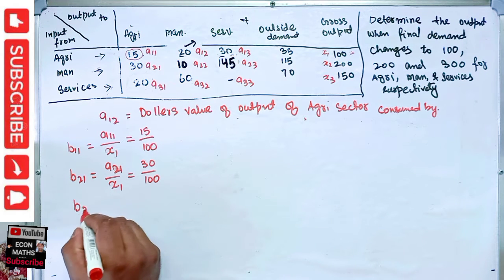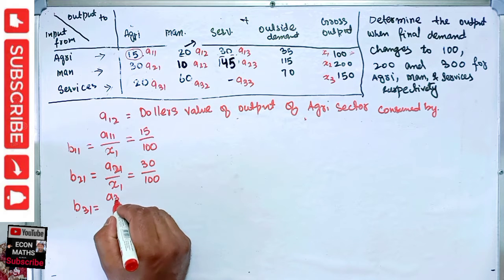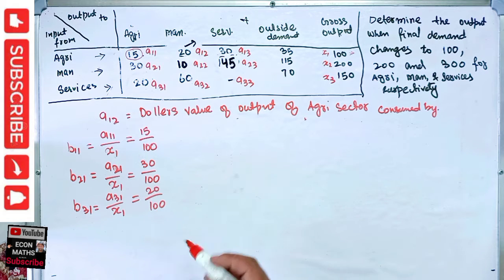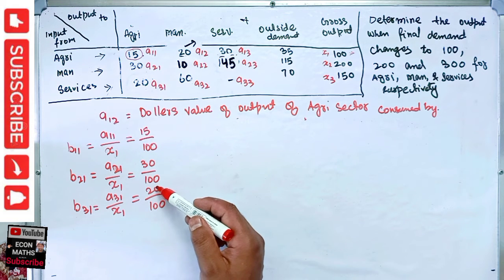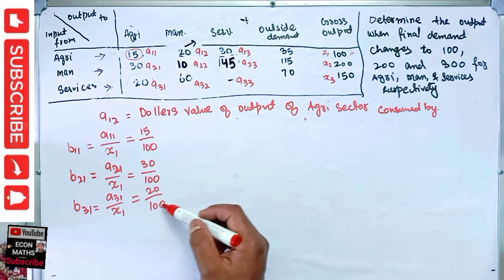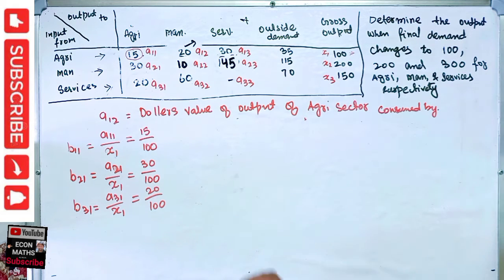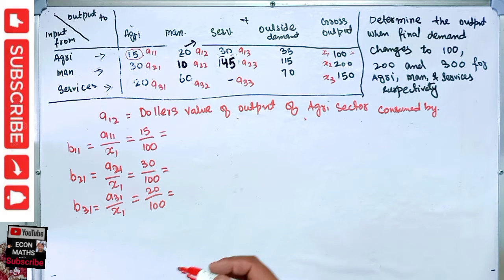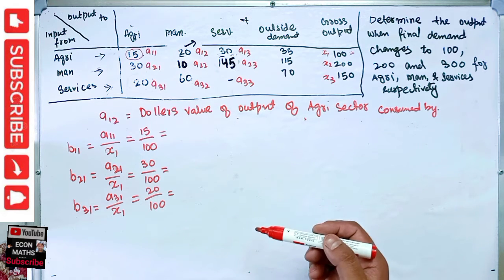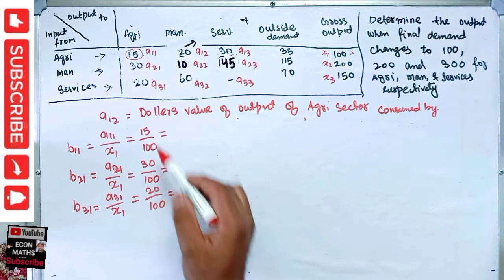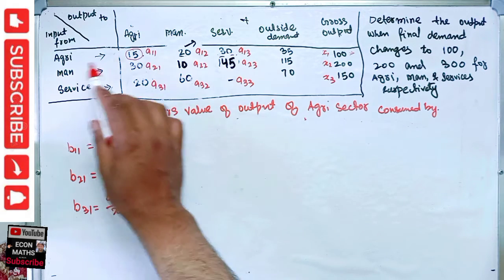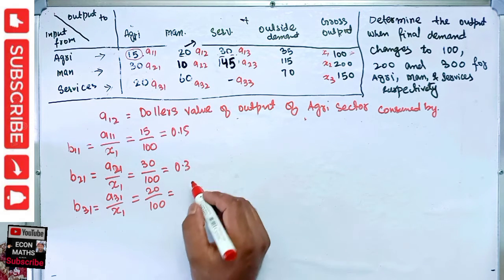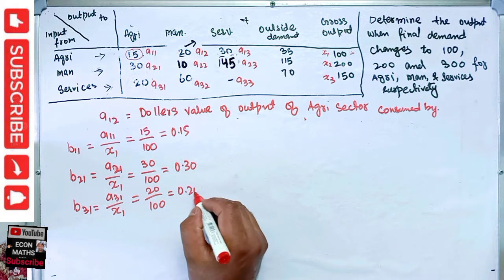Similarly, we have B31, which is simply A31 divided by X1, which would be equal to 20 divided by 100. As you can understand, 20 units are used in producing 100 units of output of the agriculture sector. So we are trying to figure out how much contribution is made by the service sector in 1 unit of output of the agricultural sector. So we will write here, this is 0.15, this is 0.30, and this is 0.20.